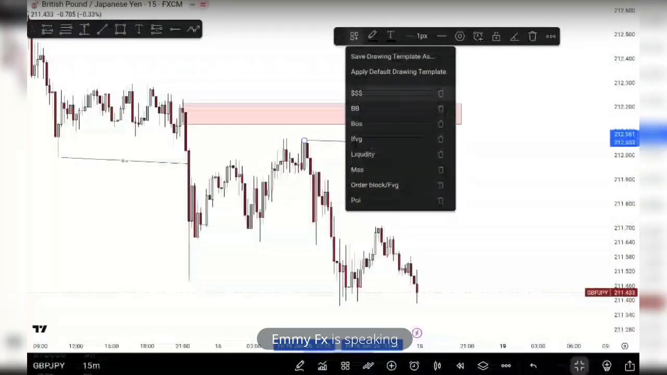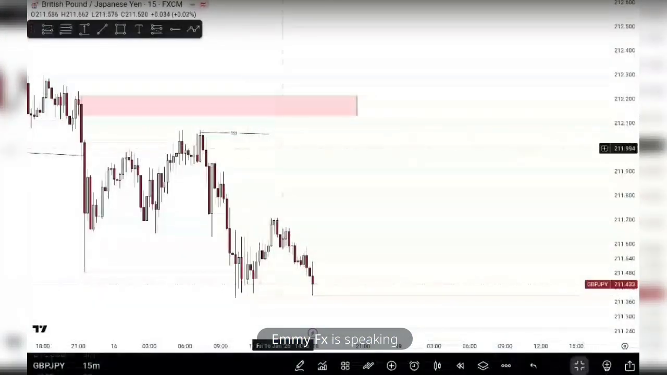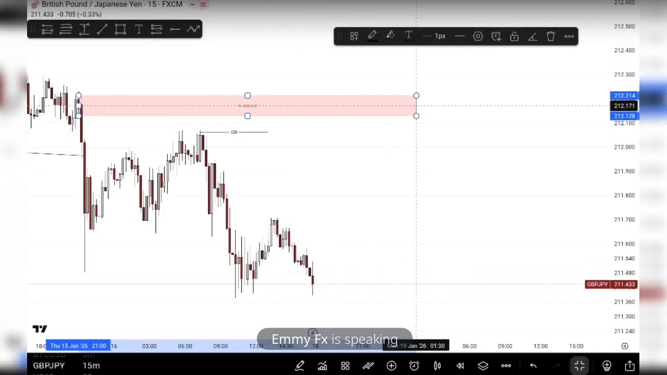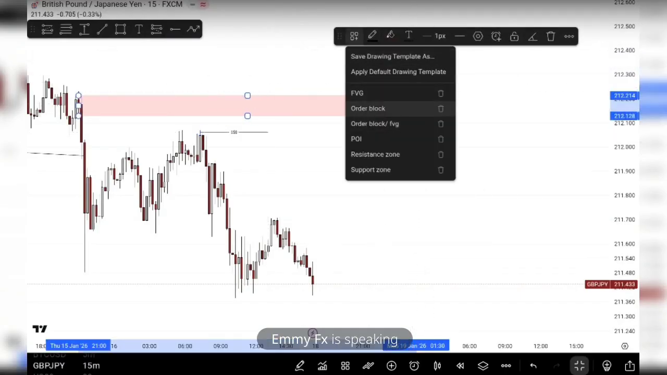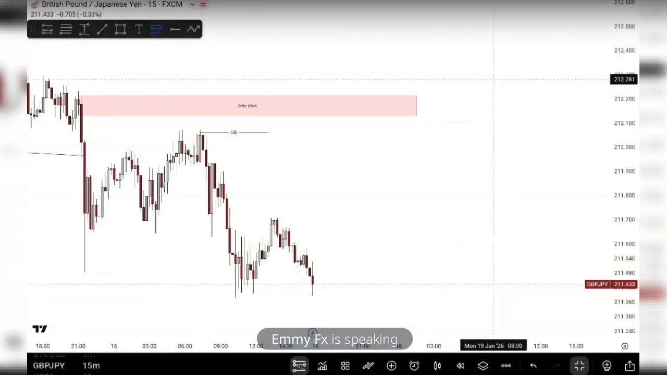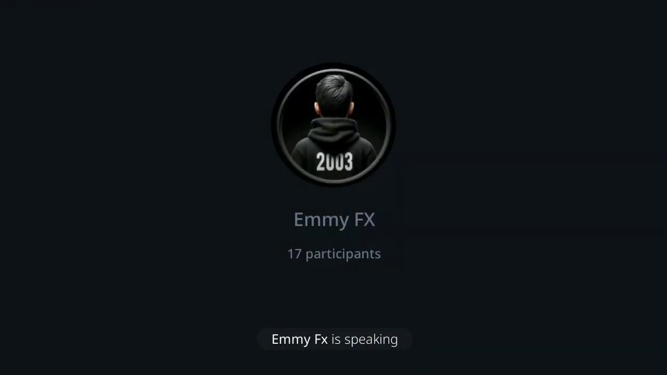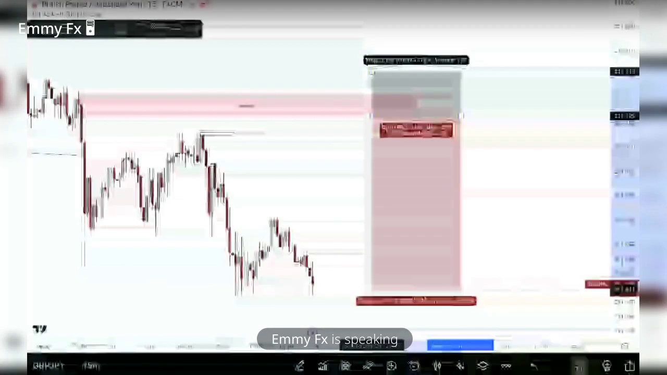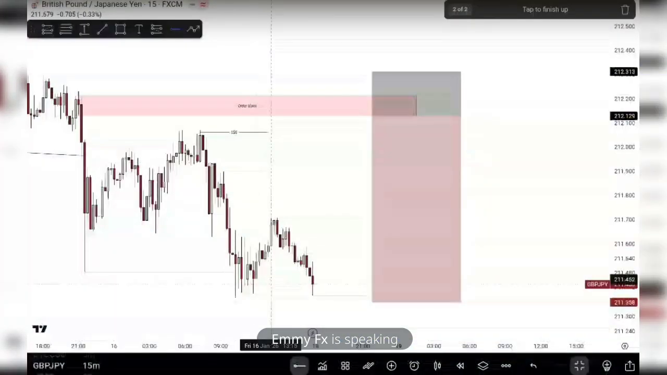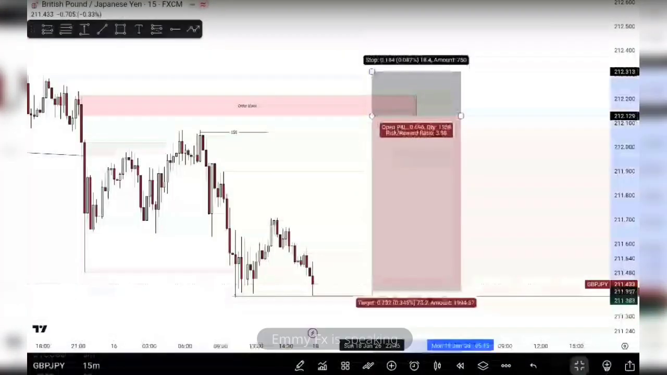So once the market opens, we need a move to the upside before a sell, right? So we need the market to give us a move to the upside before a sell. So this is a sell setup. We need the market to return back here and give us a sell to the downside, right? So we look for a sell at this spot.